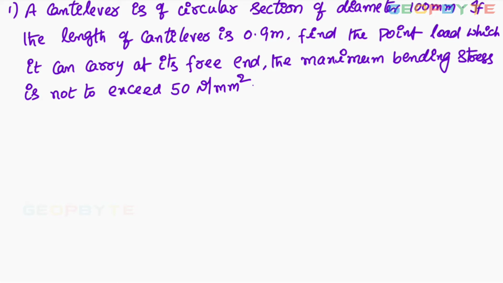We have been discussing the problems for the theory of simple bending. In this video also, let us discuss some more important problems for the theory of simple bending. Look at the first problem. A cantilever is of circular section of diameter 100 mm.